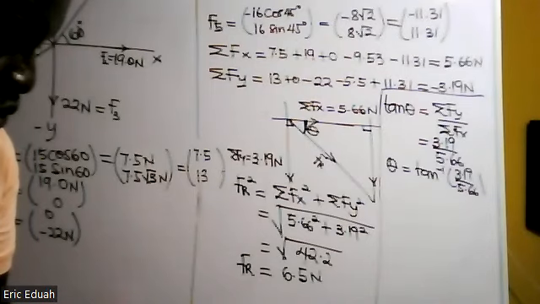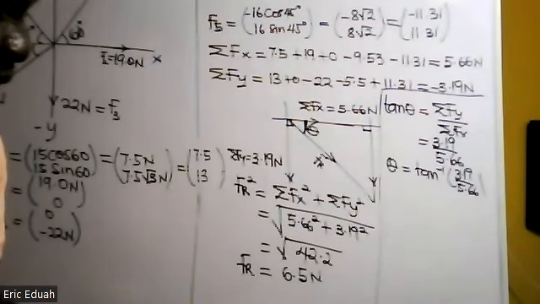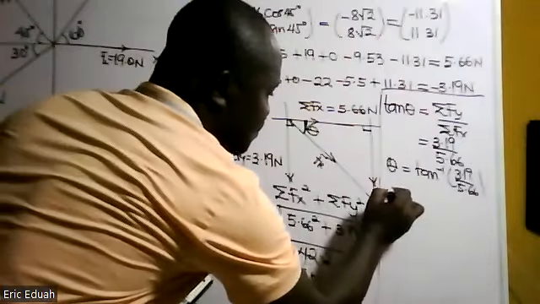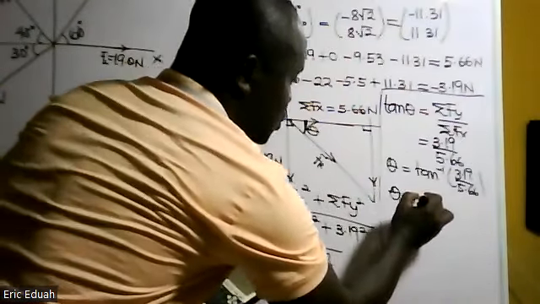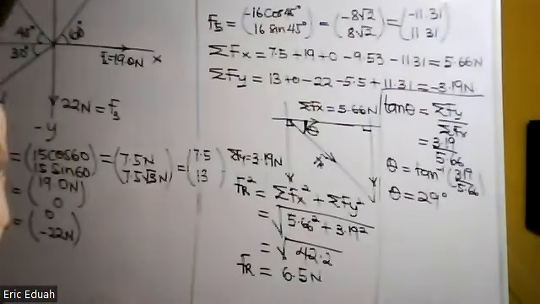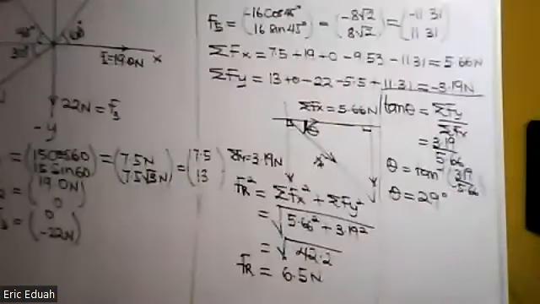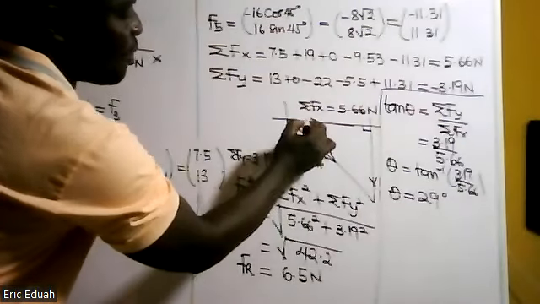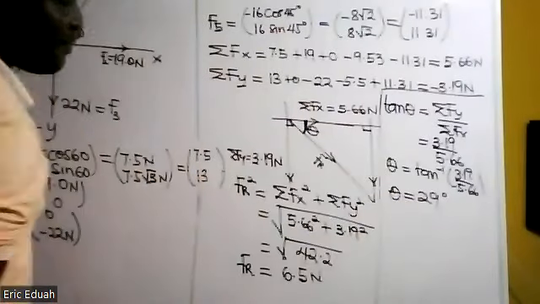So 3.19 divided by 5.66, which is this. Then I take the tan inverse of this answer, and that's equal to 29. So I have theta equal to 29 degrees. Please, is that what you got? Yes, please. Good. So what it means is that the direction of the resultant from the x-axis is this.